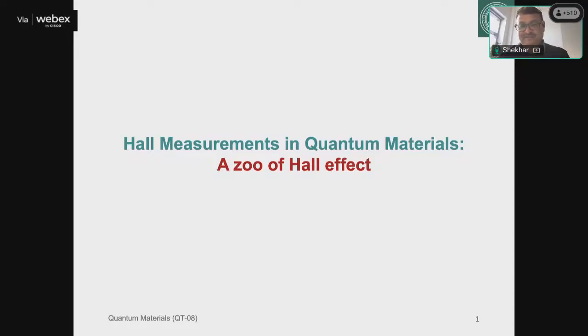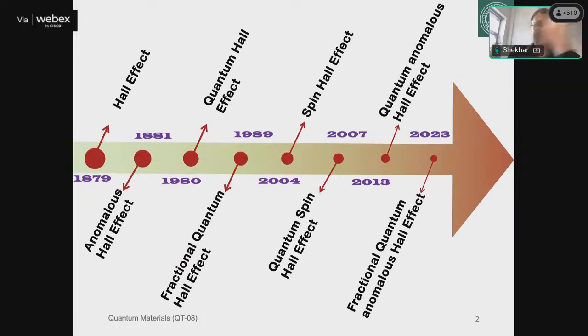So I put together a zoo of Hall effects. In that zoo, we have different types of effect. The discovery of the Hall effect started in 1879, discovered by Hall. From 1879 to 2023, a total of 18 types of Hall effect have been discovered.